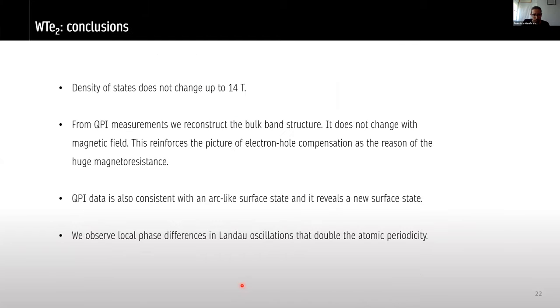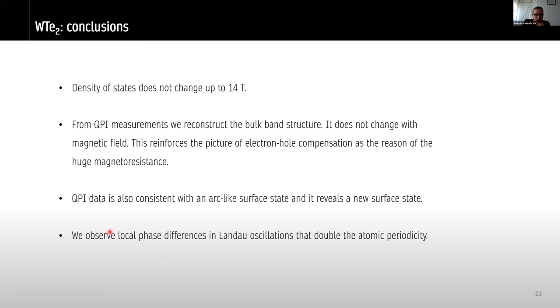Sorry. Well, so let me conclude with a quick recap of the results we got. Regarding the density of states, we don't see any change up to 14 Tesla. And from QPI measurements, we can reconstruct the bulk band structure. And we see that it does not change with magnetic fields, which reinforces the idea of a perfect electron-hole compensation as the reason behind this weird behavior of the magnetic resistance. Our QPI data is also consistent with an arc-like surface state, and it could be revealing a new surface state missed by the calculations.